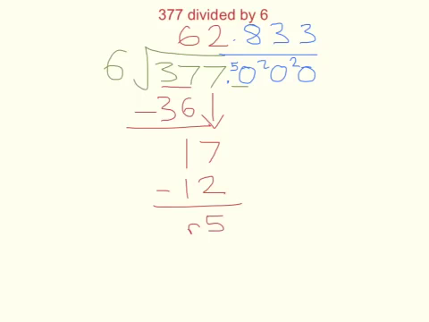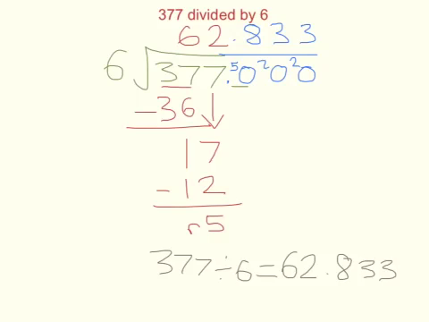So my final answer, 377 divided by 6 equals 62.833, which is the same as 62 remainder 5.